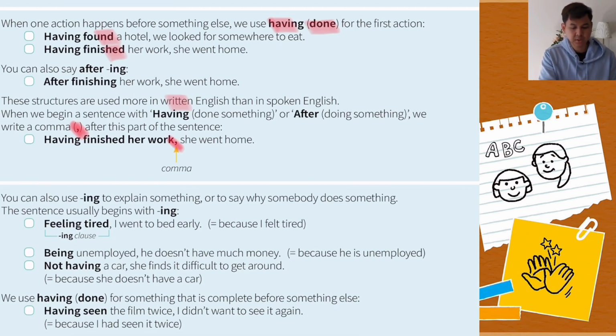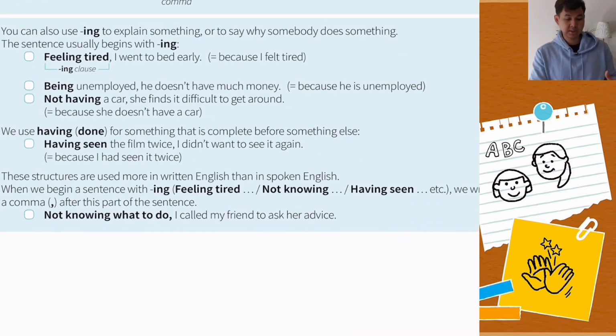Or after finished her work, comma, she went home. Now let's have a look at the last section, section C. You can also use ing to explain something or to say why somebody does something. The sentence usually begins with ing.